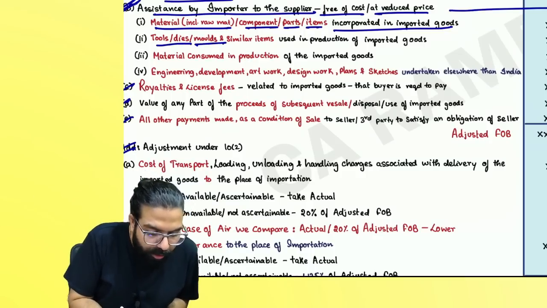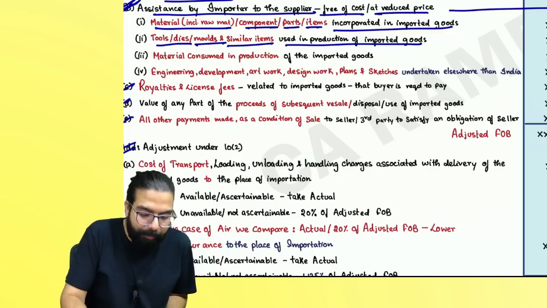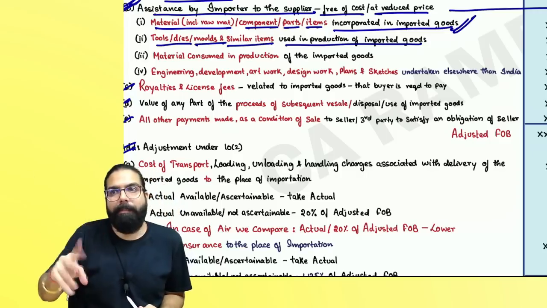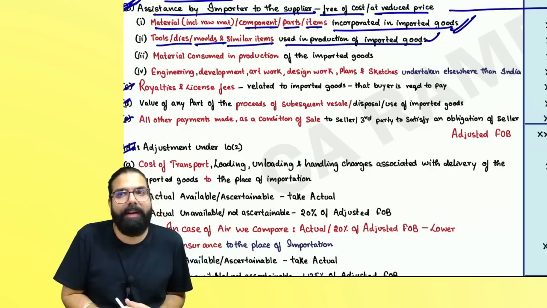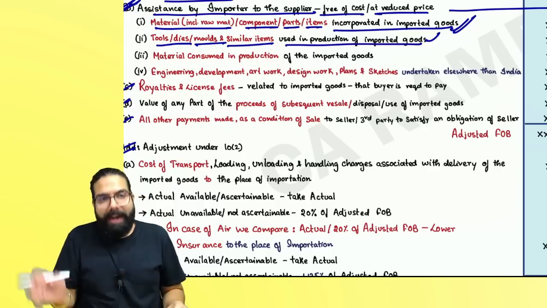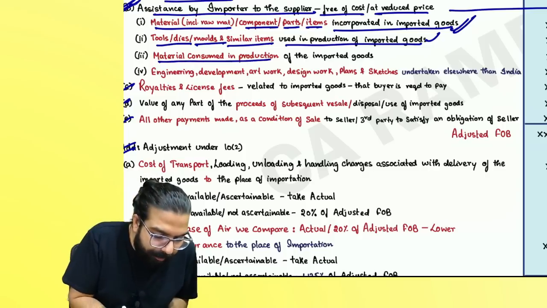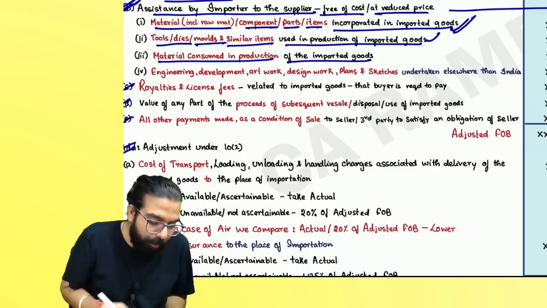Tools, dies, molds, and similar items used in the production. Number one, which got incorporated and came back. Number two, the tools, dies, etc., which were used; that value should be apportioned and added. Thirdly, material consumed in the production should be added.